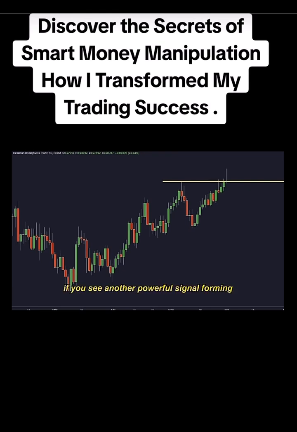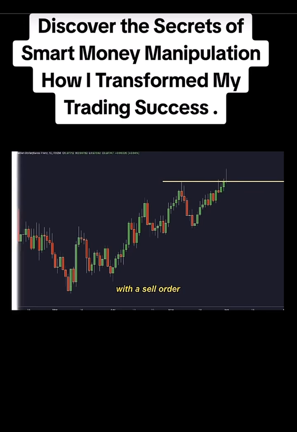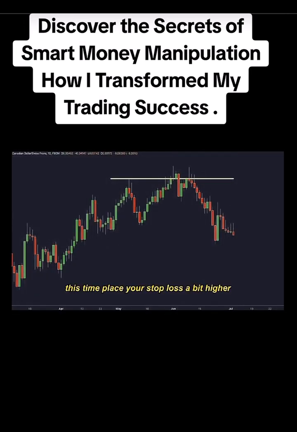If you see another powerful signal forming, such as a pin bar, an engulfing bar, or a doji, don't hesitate to re-enter the market. As you can see here, a doji candlestick has formed, so you can consider re-entering the trade with a sell order. This time, place your stop loss a bit higher, above the high of the stop hunt move, to give your trade more room and avoid getting caught again.